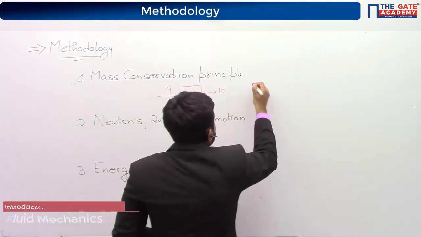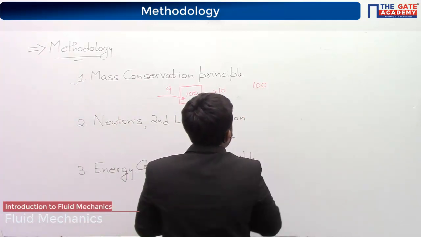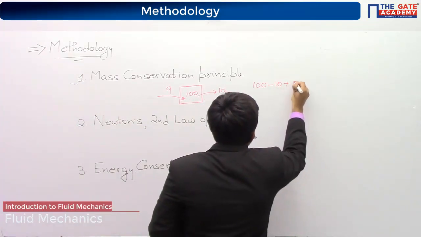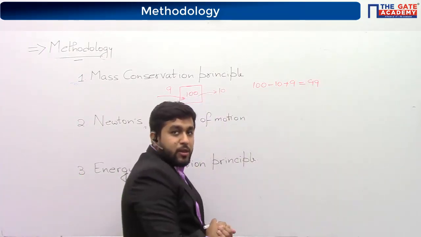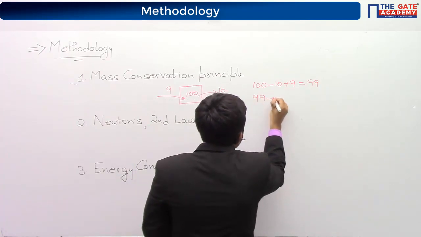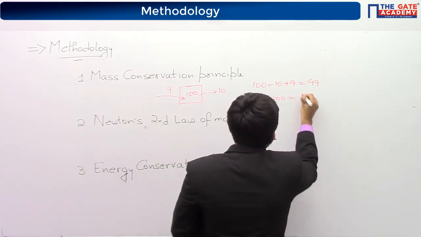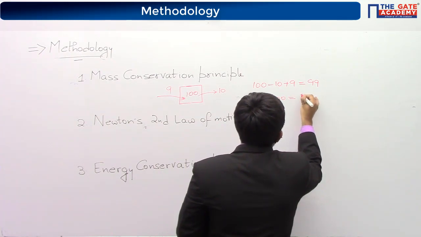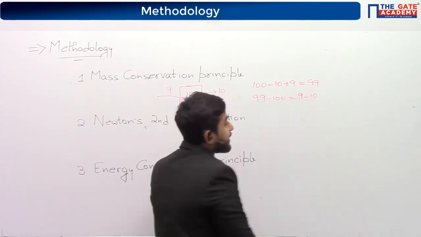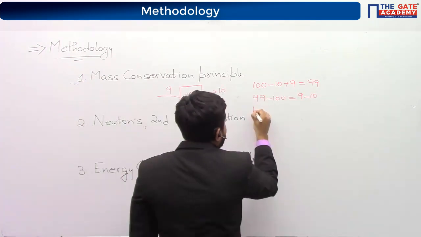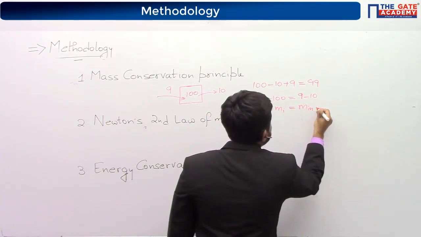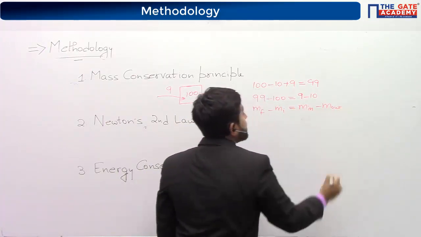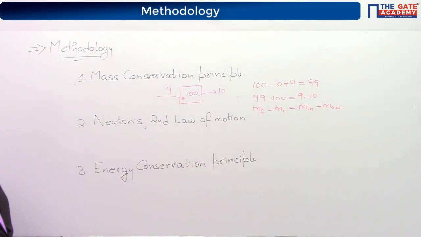So what will you say? Initially the number of chocolates was 100. I took out 10 and then I added back 9. So what is left inside? 99. So you can also say 99 minus 100 is equal to 9 minus 10. You can also write it like this. What is this? Final mass minus initial mass is equal to incoming mass minus outgoing mass. Is that correct? So this is the mathematical form of the mass conservation principle.